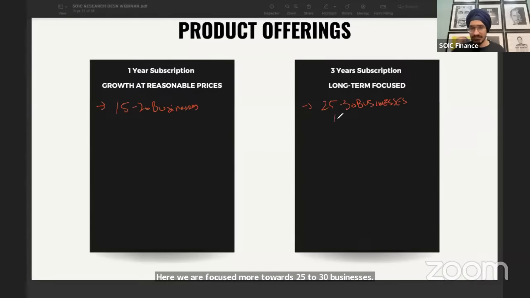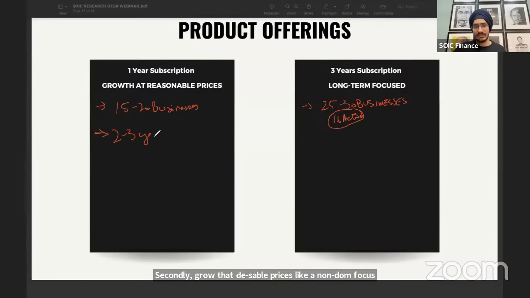Currently, I think 16 businesses are in the active buy list, whereas the remaining 14 are in the hold list. I think there will be 13, as we are looking for one more business over here as well. Secondly, growth at reasonable prices and long-term focus. Over here, the time horizon that will be generally focused is 2 to 3 years. Over here, we'll be focusing on a lot of stories which might be for 3 to 5 years.